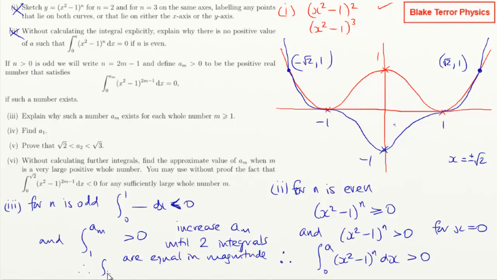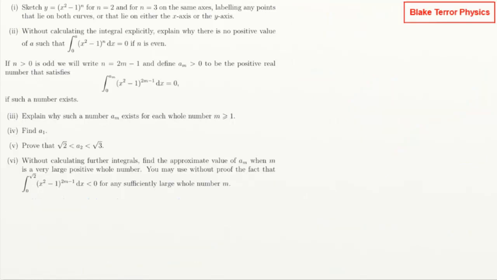Therefore, the integral from 0 to AM is equal to 0. Okay, right, new sheet. Find A1. That's going to be quite an easy one to do, I would imagine, because we don't have very many powers to deal with.